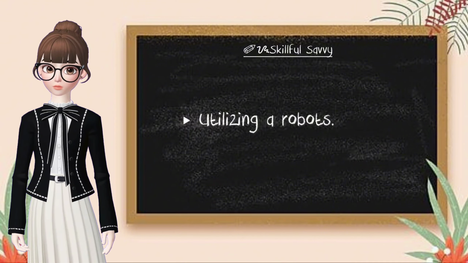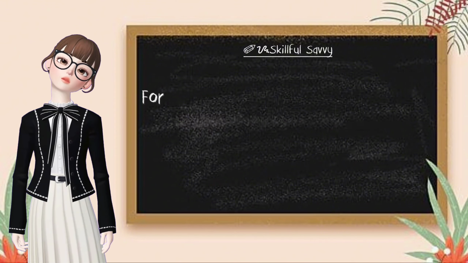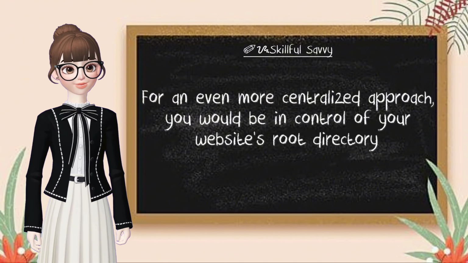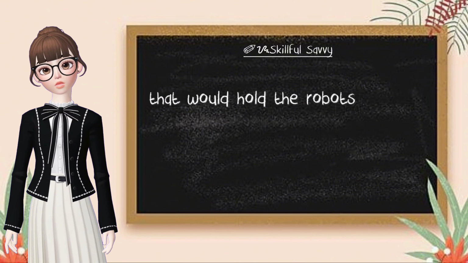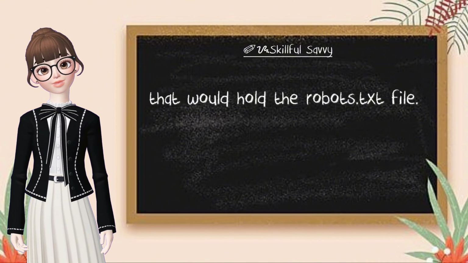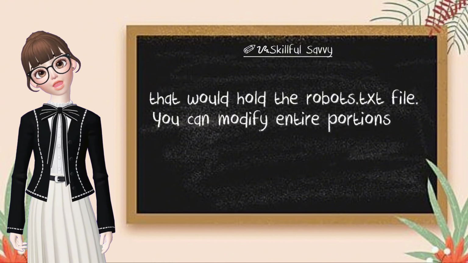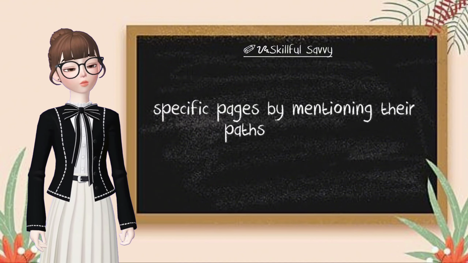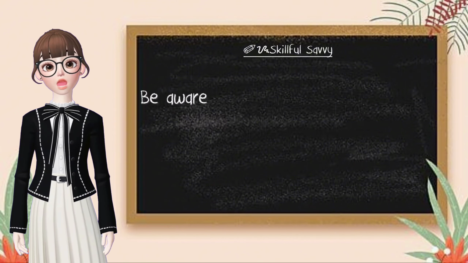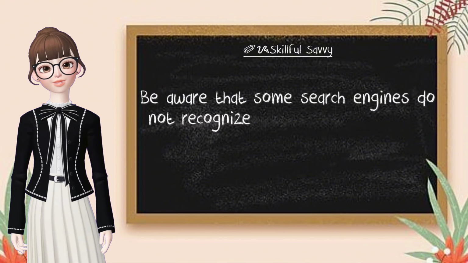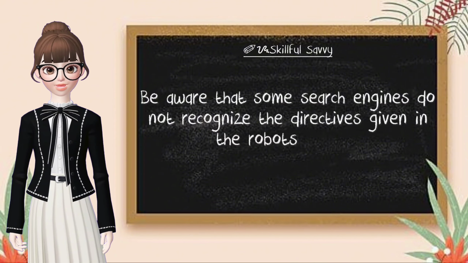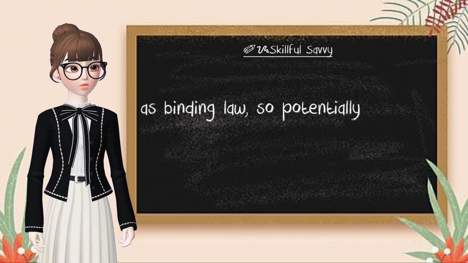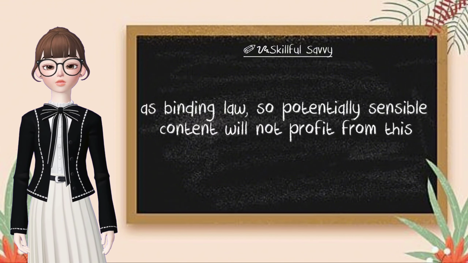Utilizing a robots.txt file. For an even more centralized approach, you would be in control of your website's root directory, which would hold the robots.txt file. You can modify entire portions of your site or specific pages by mentioning their paths from here. Be aware that some search engines do not recognize the directives given in the robots.txt file as binding, so potentially sensitive content will not be protected by this.